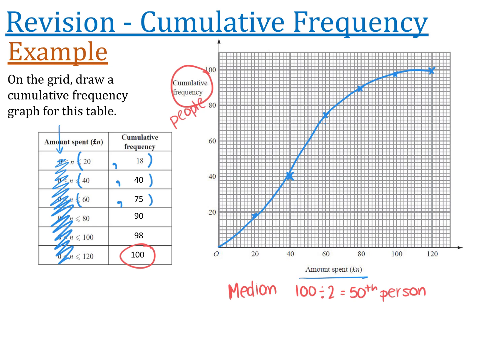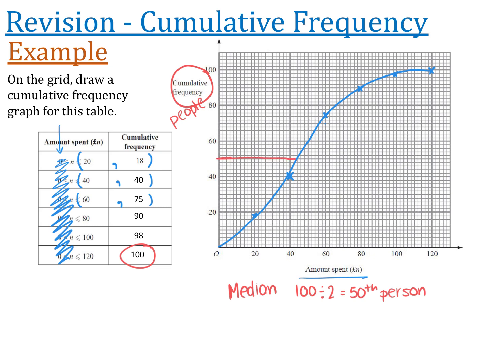So if I'm looking for the person, let me see if I can get a straight line somewhere on here. Looks like I don't remember how to do that. We'll try to do our best. All right, so we're looking for the 50th person. The 50th person is right here, and I want to find out how much money they spent.